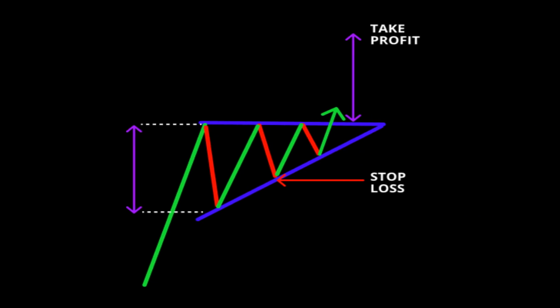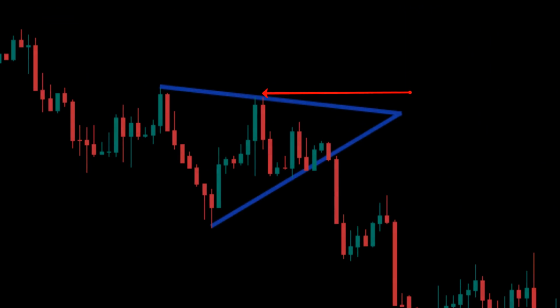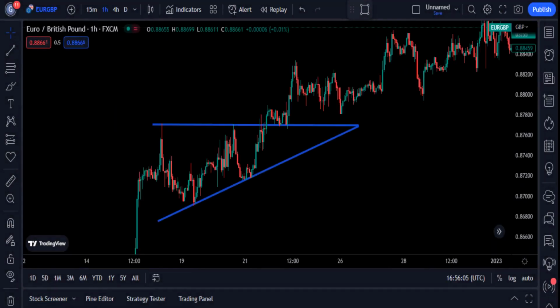Or the one that I have been using successfully is that you should use the highest point of the second to the last swing high or swing low, and a lot of people use this as well.